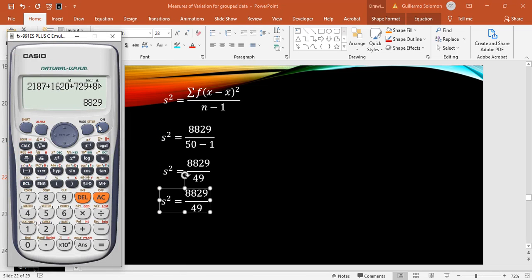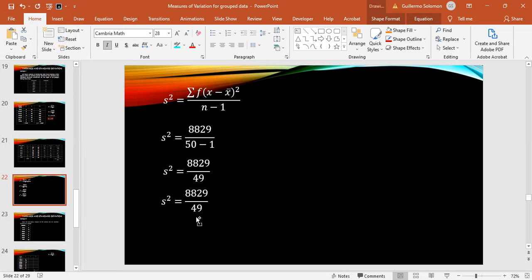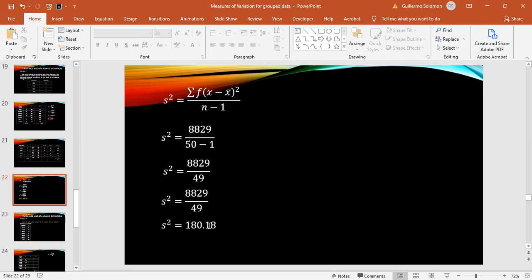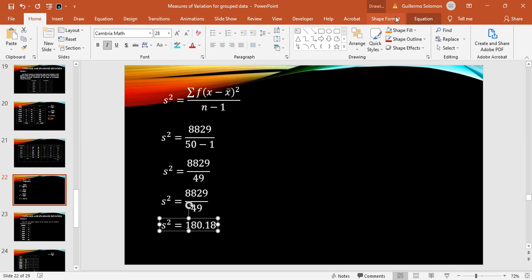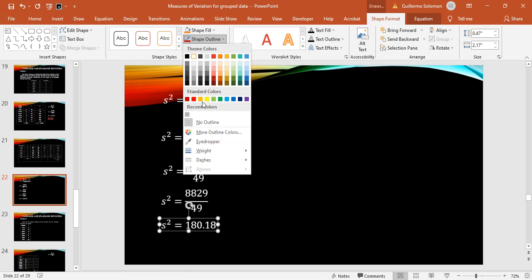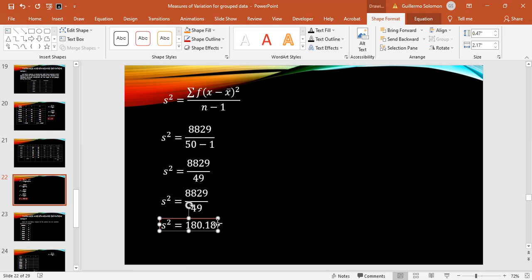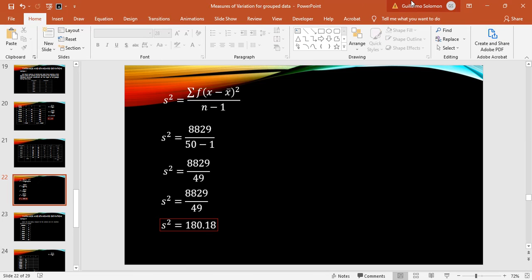So 50 minus 1, that is 49. So 8,829 divided by 49, that is 180.18. Okay, two decimal values ang kukunin natin. So our variance is 180.18. Now, ito ang variance natin. Variance pa lang to. So, this is our variance.